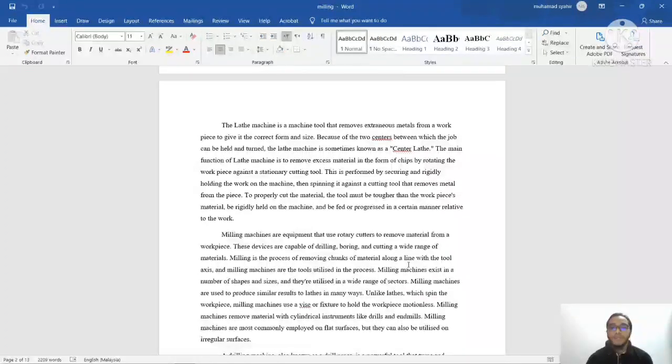This is performed by securing and rigidly holding the work on the machine, then spinning it against a cutting tool that removes metal from the piece. To properly cut the material, the tool must be tougher than the workpiece material, be rigidly held on the machine, and be fed on or progress in a certain manner relative to the work.